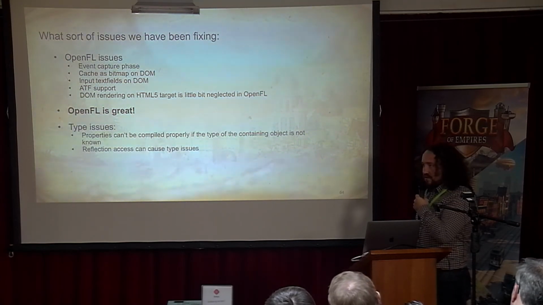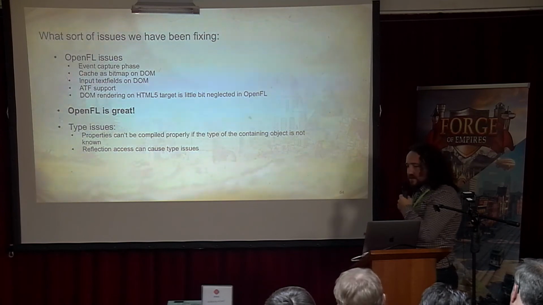Yeah, type issues. For instance, as I already mentioned today, if you have an array and a dynamic type for an element that you want to access, but the array actually contains some proper type, and that proper type has a property that you want to access, then the compiler does not know how to convert that property access into JavaScript if it does not know the containing object type.